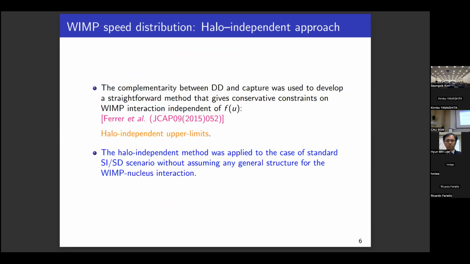This complementarity between direct detection and capture was used by Ferrer et al. to develop a straightforward method that gives conservative constraints on WIMP interaction, which is independent of the WIMP speed distribution. This is called halo-independent bounds. However, this halo-independent method was applied to the case of standard spin-independent or standard spin-dependent scenario, without assuming any general structure for the WIMP-nucleus interaction.